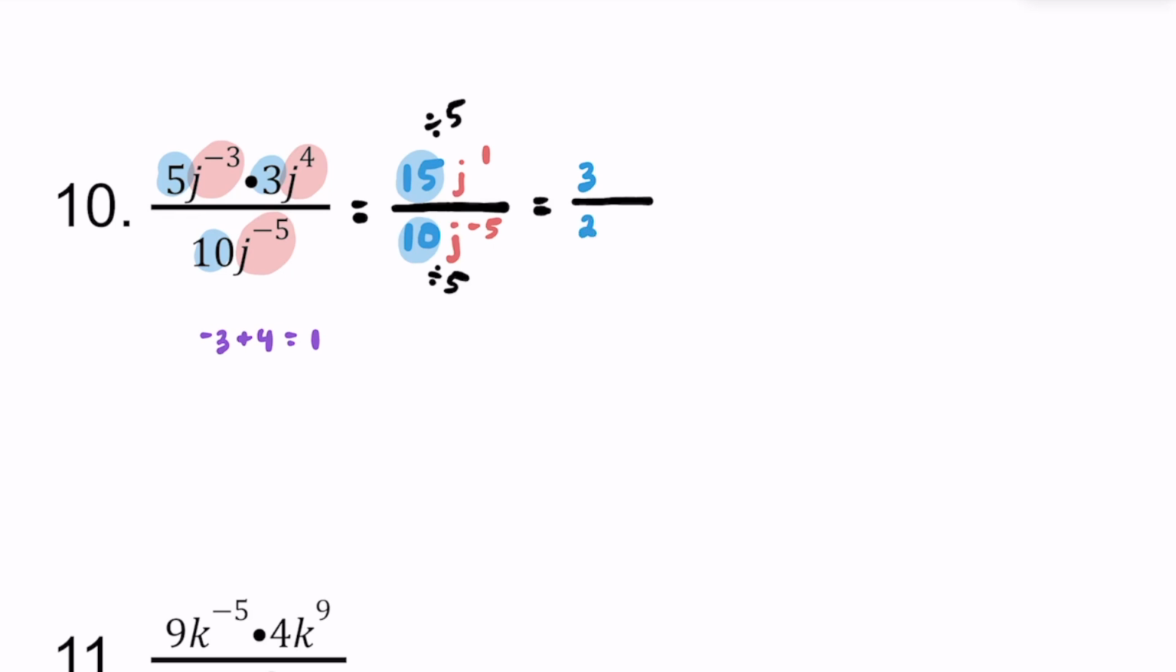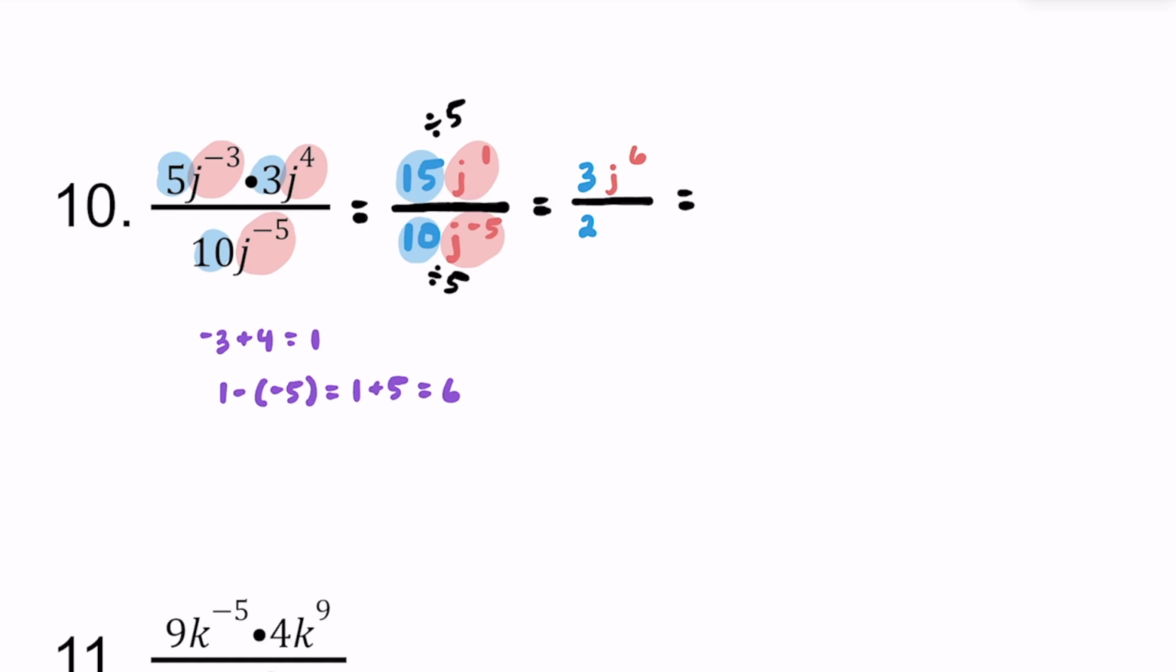Now looking at these powers, we have j to the 1st power divided by j to the negative 5th power. We're going to go ahead and subtract. We're going to say, what is 1 minus this negative 5? Now 1 minus negative 5 is the same thing as 1 plus 5, right? If we add the opposite, and 1 plus 5 is going to equal 6. So if we go ahead and subtract, this is going to turn into j to the 6th power.